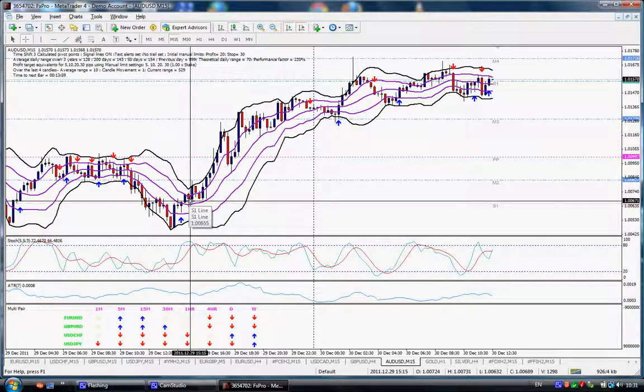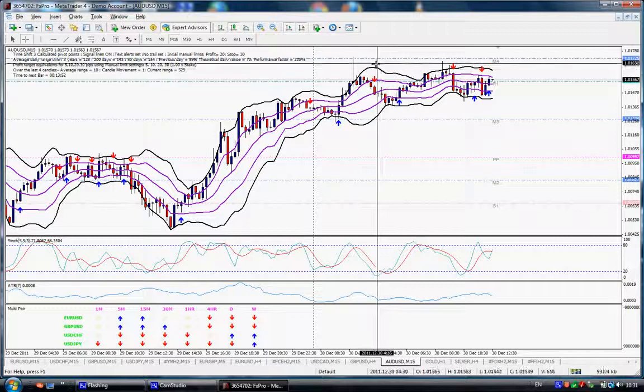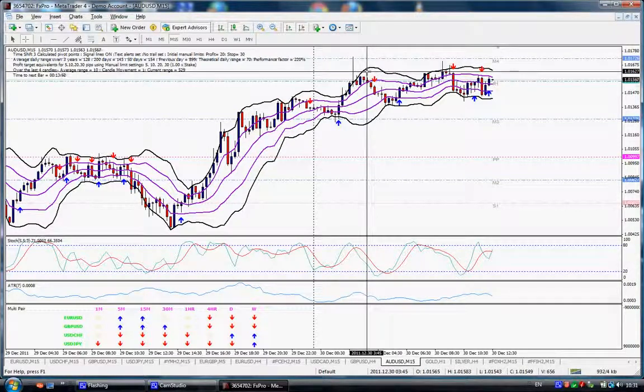So I'm not saying it's a miracle indicator or anything. I'm just saying that the risk reward on this indicator is pretty good. If you combine it with my scalping method, which you can find on the blog, all in all, it works really well. Hope you enjoyed this and found it useful.